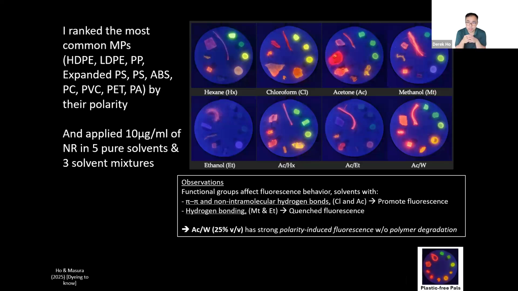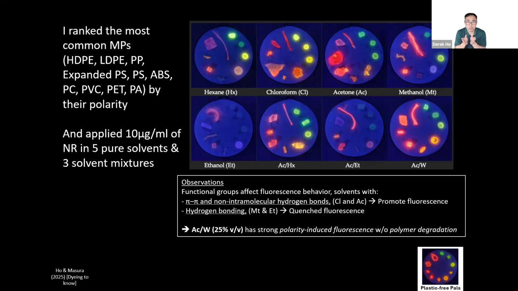However, because Nile Red is a powder, it has to be solubilized in a solvent before dispersing it onto the plastics. This multiphasic work was a little complicated, but I'm only going to give you a bit of the Spark Notes version. If you want to read, there's the link: Dying to Know.